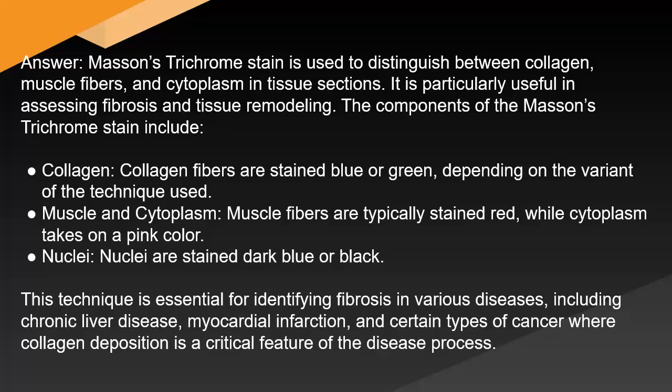The components of the Masson's trichrome stain include collagen. Collagen fibers are stained blue or green depending on the variant of the technique used. Muscle and cytoplasm. Muscle fibers are typically stained red, while cytoplasm takes on a pink color. Nuclei are stained dark blue or black. This technique is essential for identifying fibrosis in various diseases, including chronic liver disease, myocardial infarction, and certain types of cancer where collagen deposition is a critical feature of the disease process.